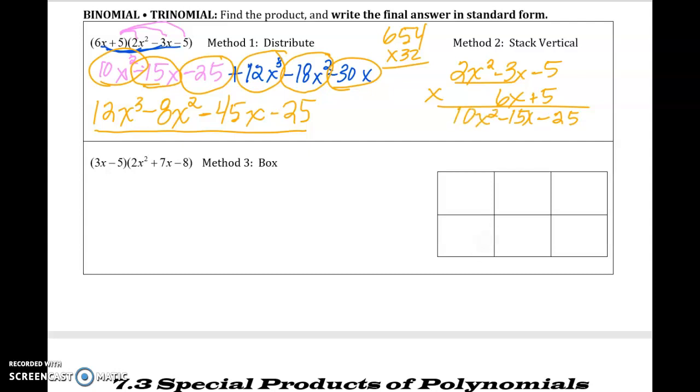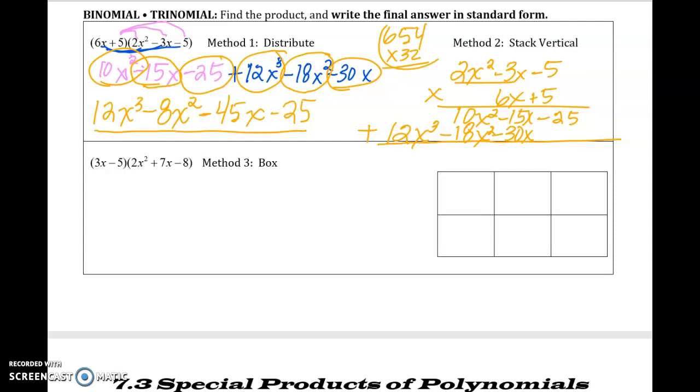Okay, just like you would if you were multiplying this, you indent 1 and you start with your second term and you multiply here. 6x times negative 5 is negative 30x. 6 times negative 3 is negative 18x squared. And then 6x times 2x squared is 12x cubed. Sorry, I missed my 12 there. Okay, and then you add those together, again, just like you would in a problem like this.